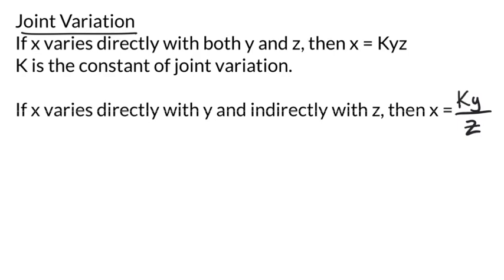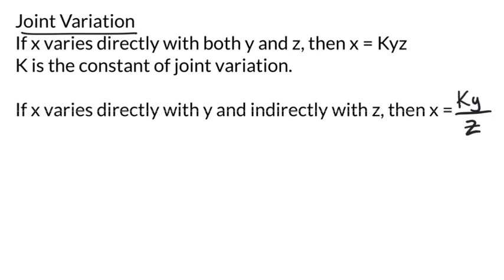But joint variation: if x varies directly with both y and z, then x equals kyz. That's a direct variation, by the way. Again, k is just the constant of joint variation.